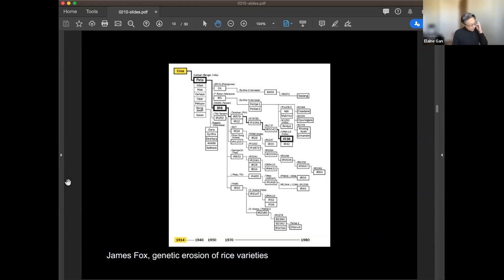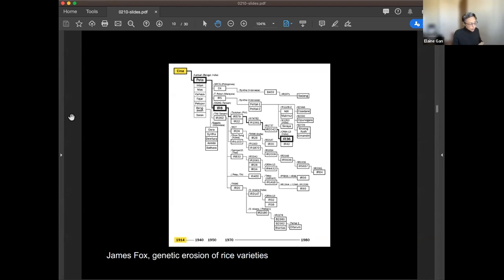So we'll take a look at some of these absences. Writing about rice in Indonesia, an anthropologist, James Fox, made a striking diagram of genetic erosion or the loss of biodiversity. So I'm going to walk you through this diagram quickly. Fox traced back to one parent called China. It's a Chinese variety grown in Java in 1914. That's the yellow highlight on the upper left.